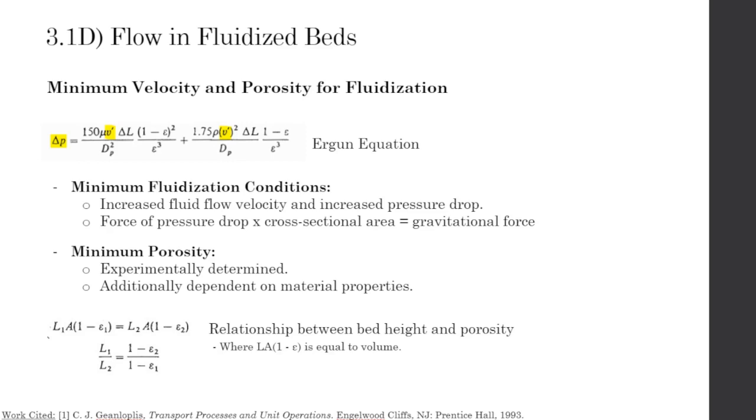So here we have this relationship between the height of the bed, the cross-sectional area, and the porosity of the material, where the height times the cross-sectional area times 1 minus porosity is equal to volume. But here we have two different bed heights and two different porosities being compared, and this is a really usable and practical equation if you're looking to find different bed heights or comparing two bed heights at two different porosities or vice versa. So these are two really useful relationships that you can use in order to find different values.